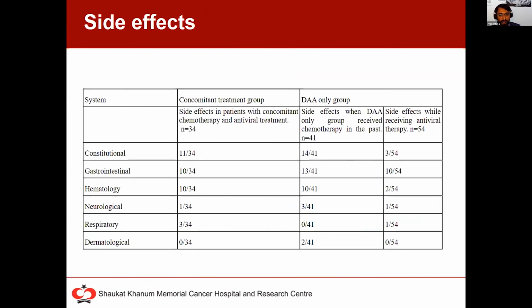If we look at this slide, it's a bit of a busy slide, but it shows a comparison of side effects experienced in the concomitant group versus the DA only group. These side effects were comparable in the concomitant as well as the DA only group while they were receiving chemotherapy in the past. On the other hand, patients receiving DA alone experienced fewer side effects. So this goes to show that the major side effects experienced were due to chemotherapy rather than direct-acting antiviral drugs.